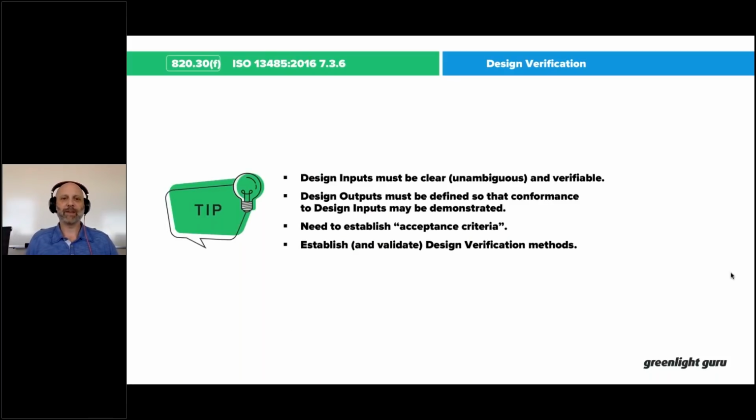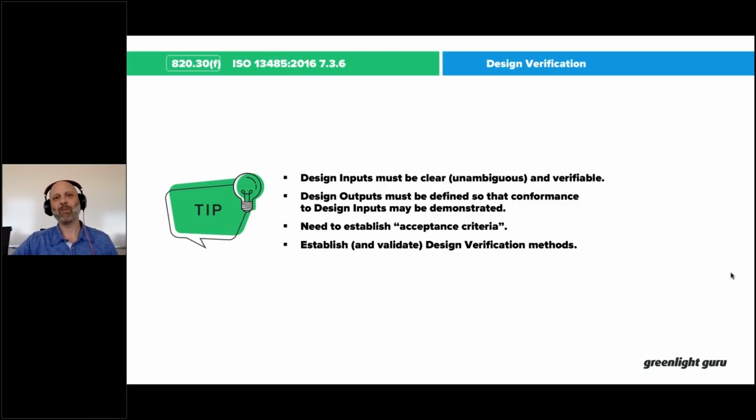Some key tips from verification. I've already hit on these earlier in today's conversation, but inputs are a very important component of the design verification process: clear, verifiable, concise. We also need to make sure that our design outputs are defined in a way that allows us to accurately, appropriately and objectively demonstrate that the inputs have been addressed. So, I need to have appropriate documentation or drawings or specifications. I need to have them documented in a way from a design output standpoint.